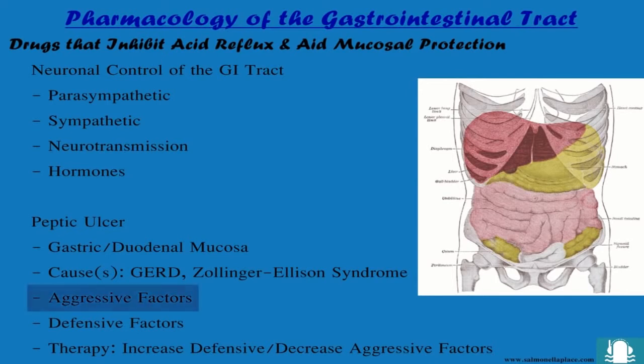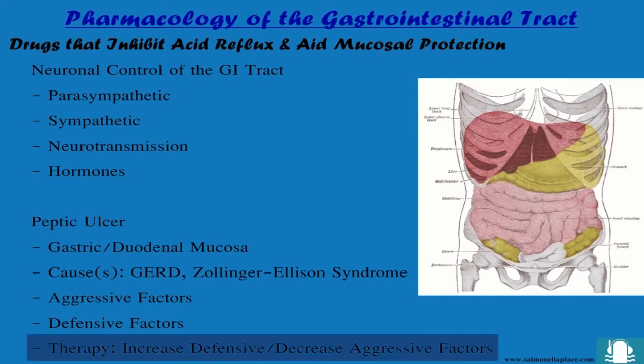Now, the aggressive factors include gastric acid, pepsin, Helicobacter pylori, and decreased circulation to the area. Whereas the defensive factors include mucus secretion, bicarbonate ion release from the epithelial cells, and vasodilation. So they're constantly combating each other in a balance. Now, the therapy would be to increase the defensive factors and decrease the aggressive factors.